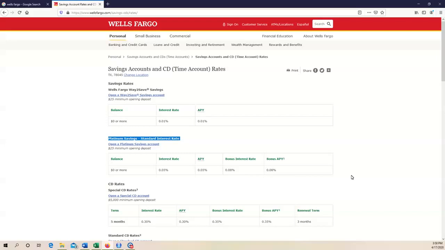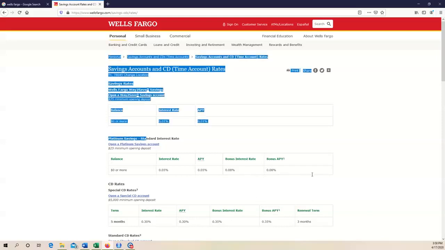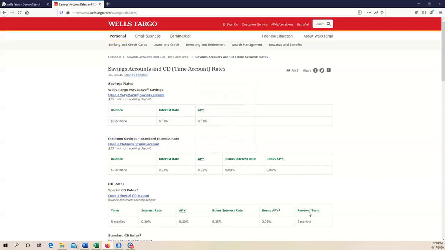And second, you can earn some interest payment, even though the interest rate here in the United States is pretty low. So for example, for the platinum savings account, the interest rate is 0.05%. That means for the money deposited in this platinum savings account, each year Wells Fargo is going to pay you 0.05% interest payment, and that's pretty low.